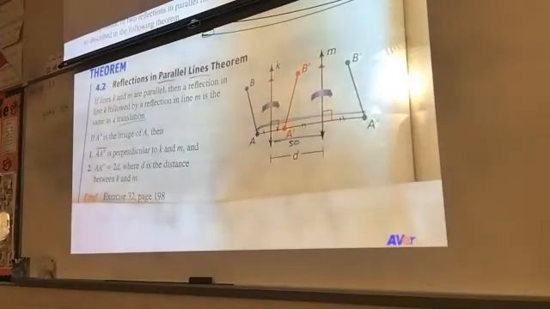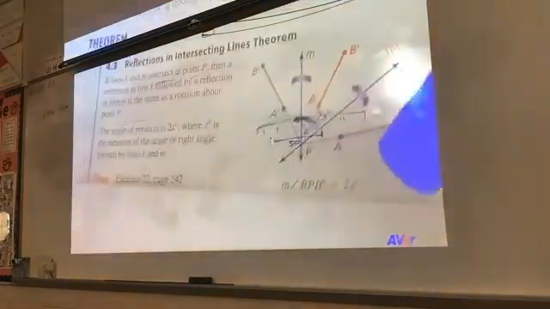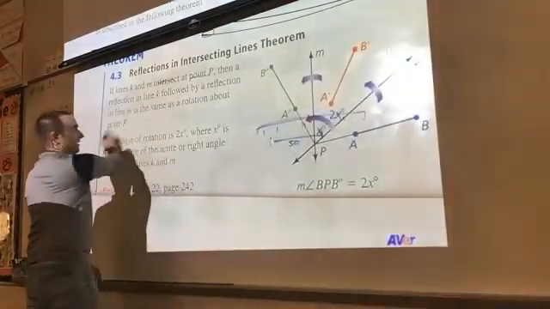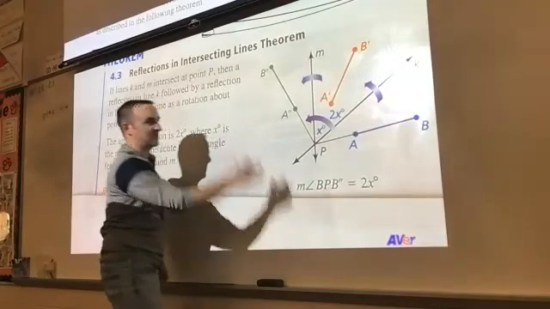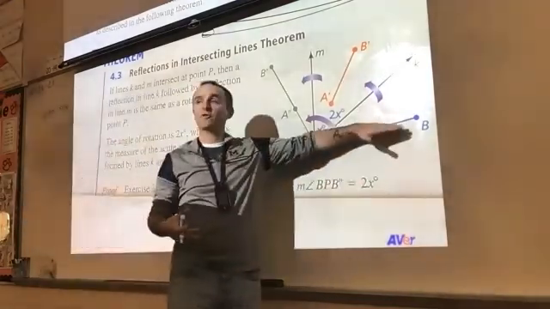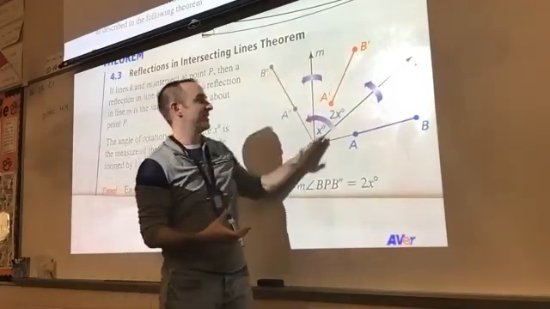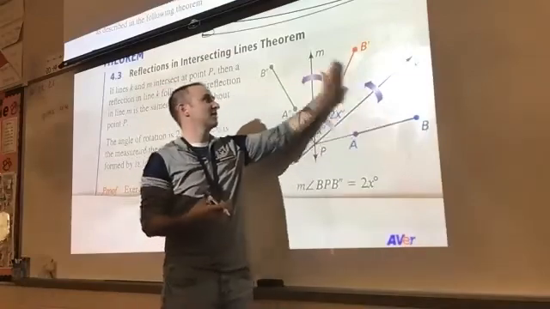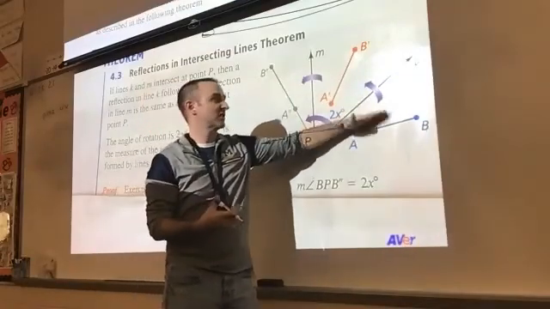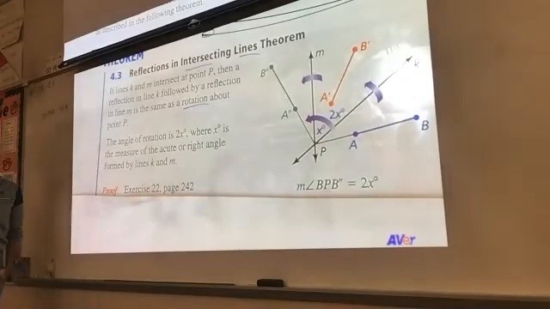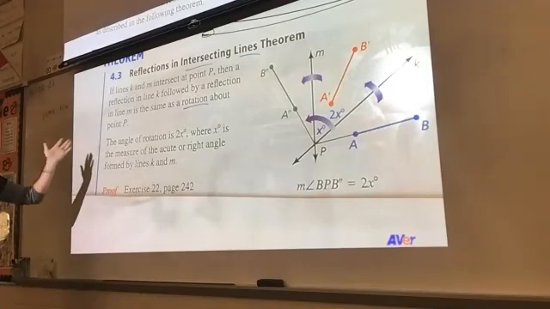The other one is not parallel lines anymore. It's intersecting lines. So it's not the same thing. I know this looks even more confusing now. But if I'm reflecting here over K, and then I'm reflecting over M, if these lines I'm reflecting over are intersecting, it now looks like a rotation. So if you have intersecting lines, it's going to look like a rotation. Parallel lines look like a translation. Intersecting lines look like a rotation.